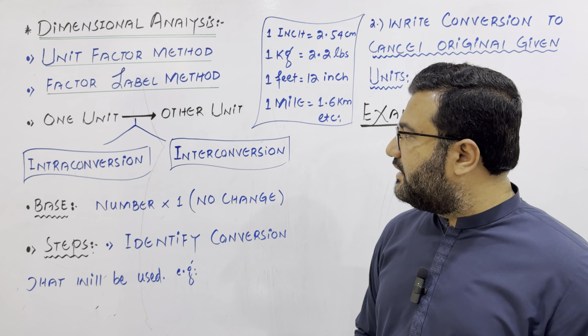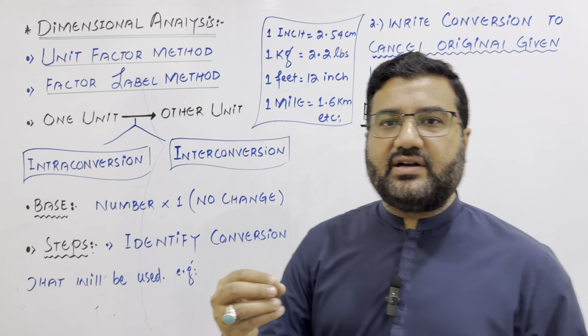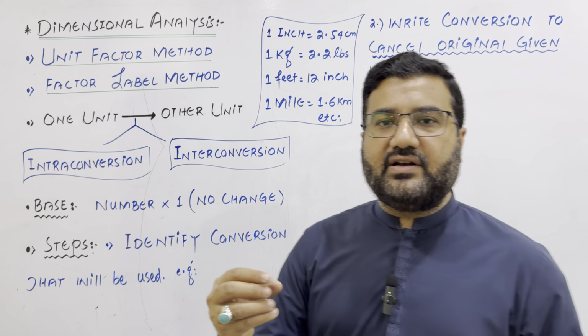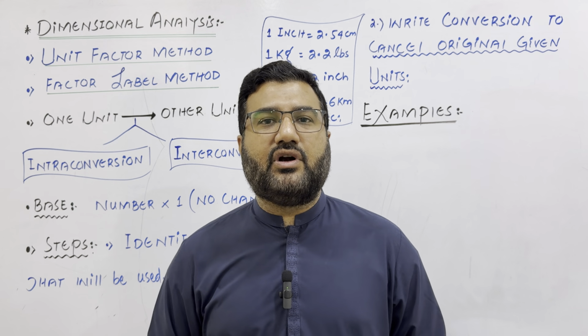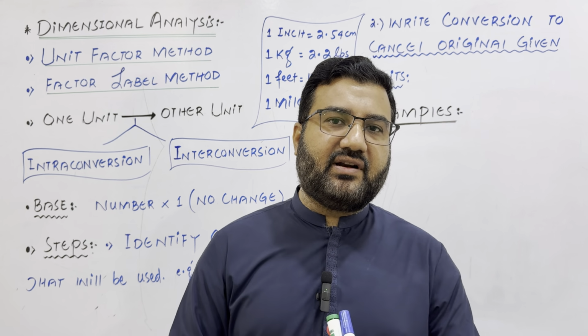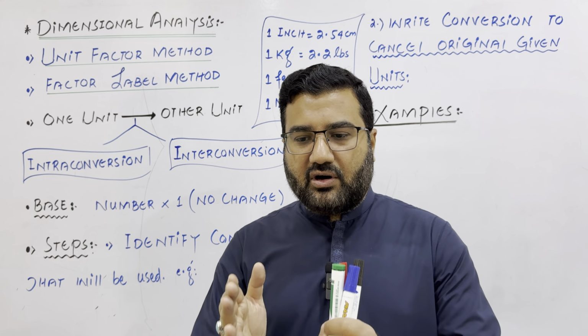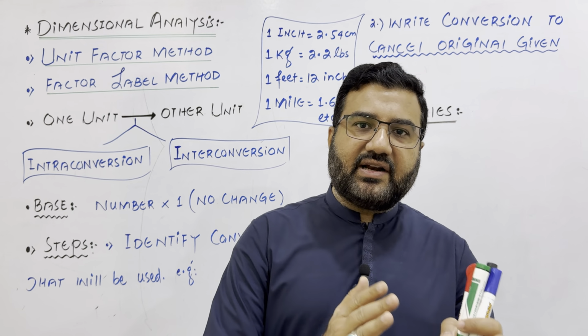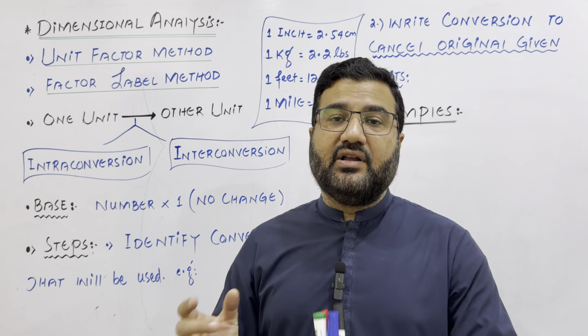The second one is interconversion. In that case, you convert a unit of the International System into a unit of the English system, or vice versa. For example, if you want to convert meters into inches, meter is the unit of length in the International System, and inch is a unit of the English system. So in converting meters into inches or inches into meters, you convert the unit of one system into the unit of the other system. That is called interconversion.